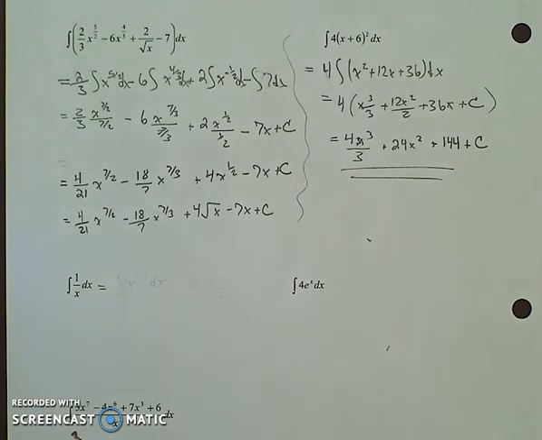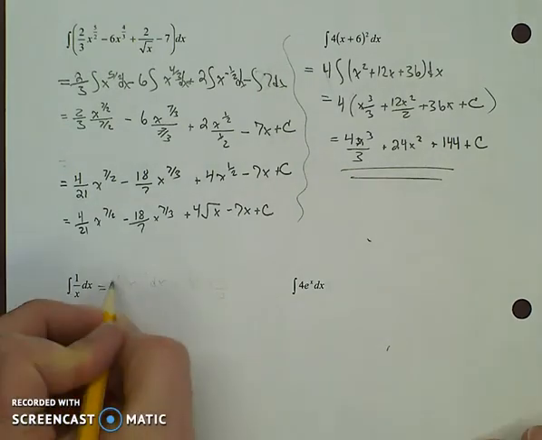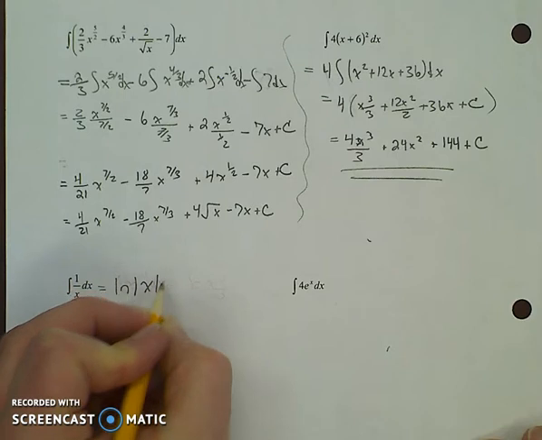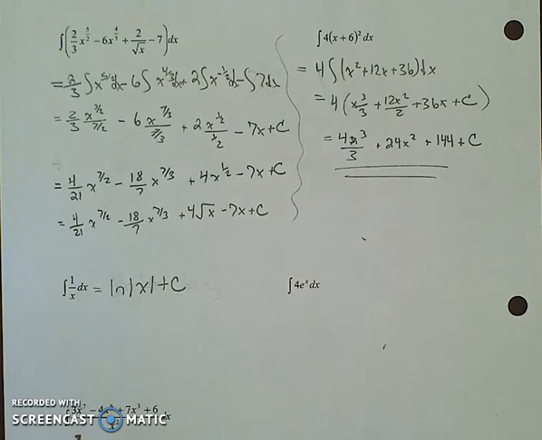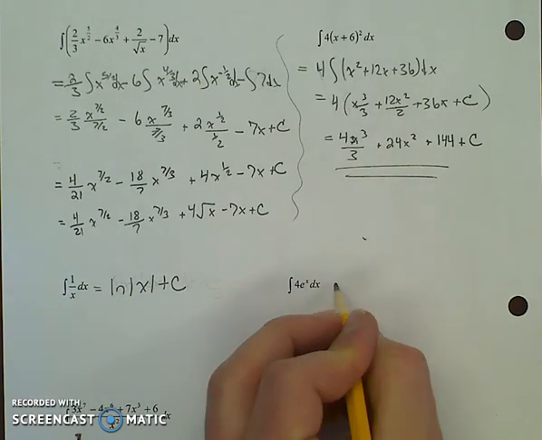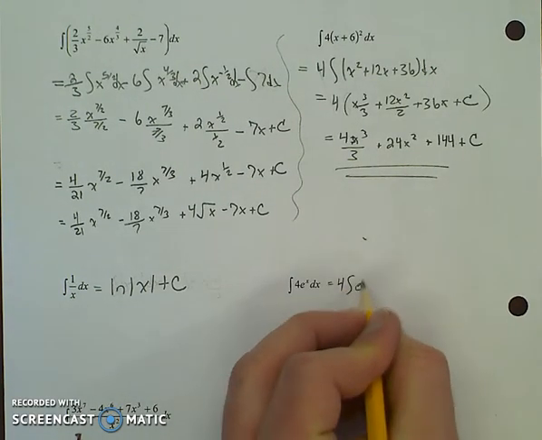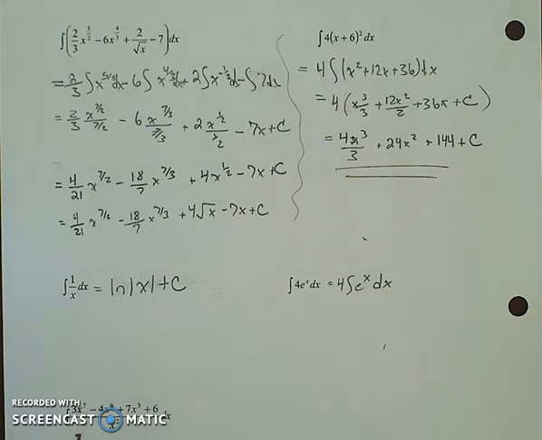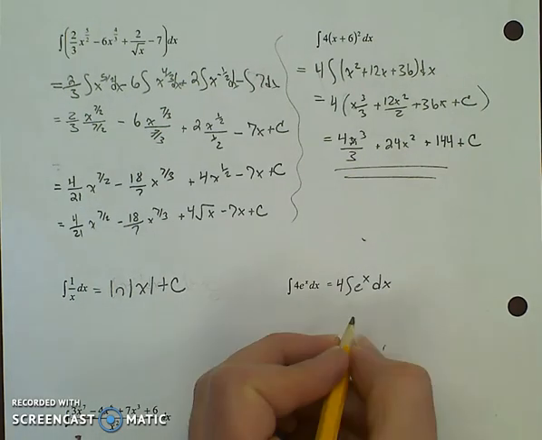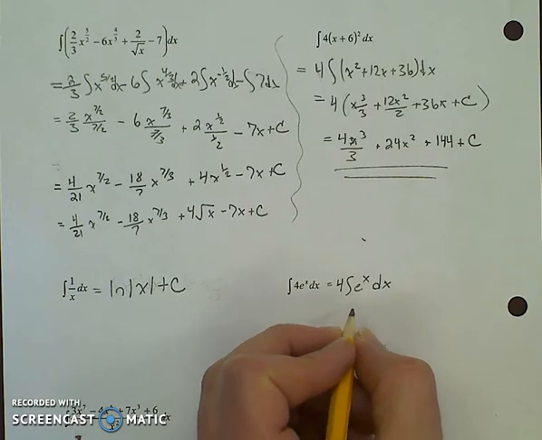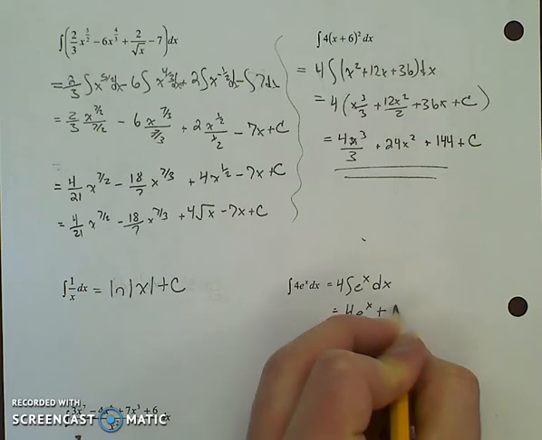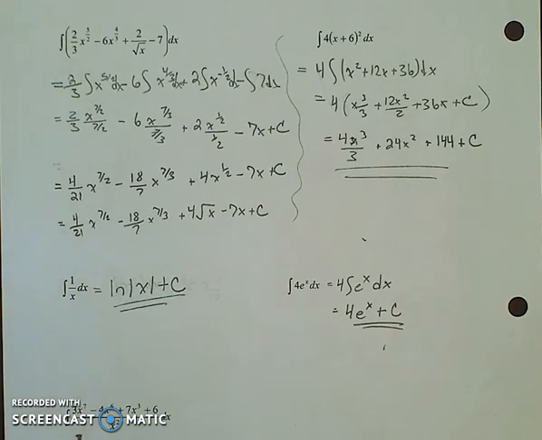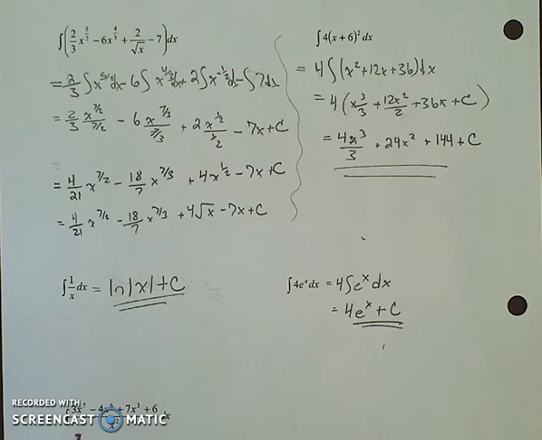Well, you are correct if you were thinking ln. This is actually equal to the absolute value of ln of x plus c. You do need the absolute value in there. This one to the next one, bring the 4 out. What's the integral of e to the x? Well, the derivative of e to the x is e to the x, so what must the integral be? E to the x. So those are two other special scenarios that do not use power rule.